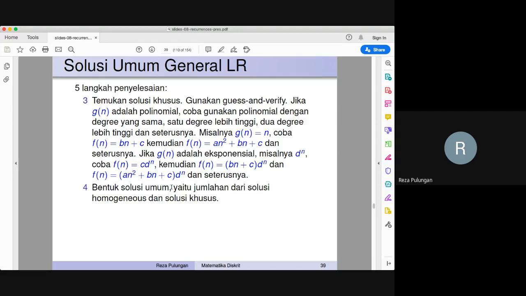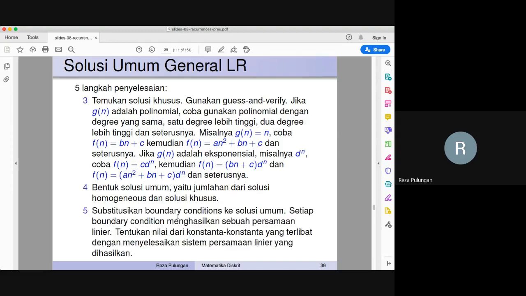Add the homogeneous solution to the spatial solution. And then the fifth one, what do we have here? The fifth one is just applying the boundary condition to the general solution, like I have shown you before. Once you apply this boundary condition, then you're supposed to be able to find all of the constants.